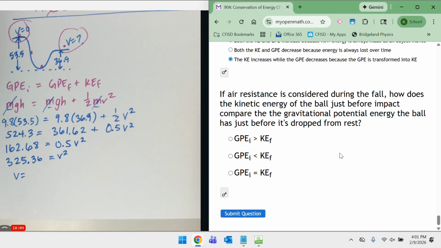Last question. If air resistance is considered during the fall, how does the kinetic energy just before impact compare to the gravitational potential energy when it's dropped? Guys, if you have air resistance or friction or anything that's causing your system to dissipate energy, then you're going to end up with less energy than you started with. So your initial amount of energy, whatever form it is, in this case it's gravitational potential, but the initial will be greater than the final if you have air resistance or friction, and that's what this first one says.